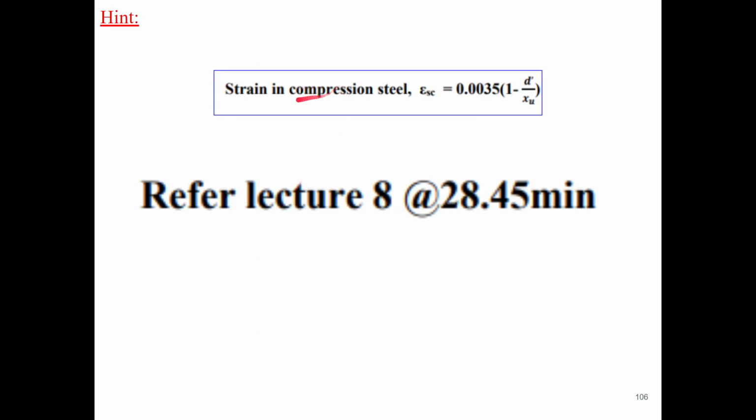Okay, and as I told you, strain in compression steel epsilon SC is 0.0035 into 1 minus d prime by xu. So you can refer here for finding it for more information. Okay, and I have also mentioned it in the lecture, in the slides also.